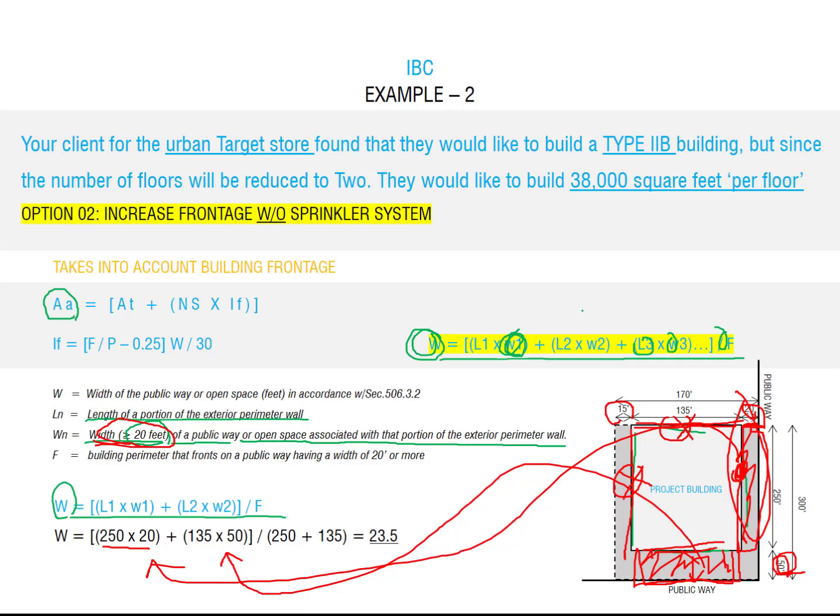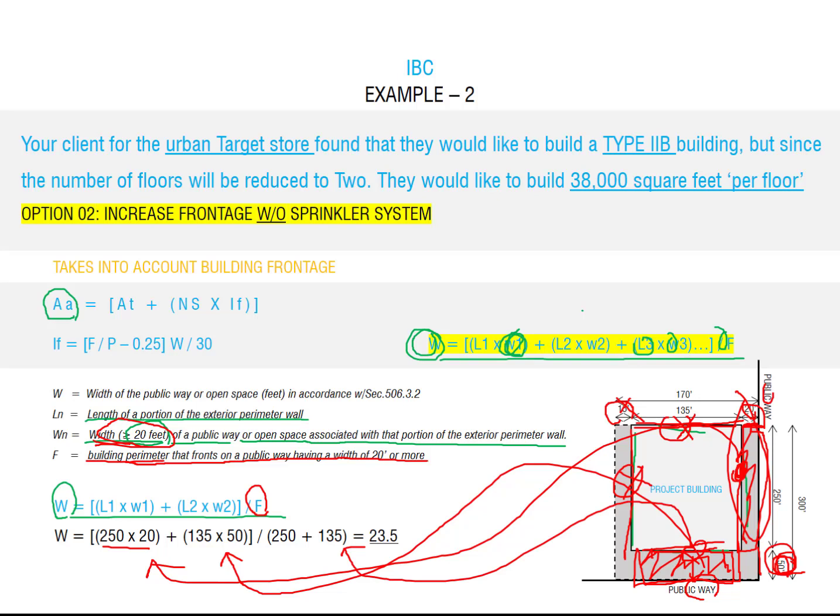And then you have to know the F value here. F value is the building perimeter that fronts on the public way having a width of 20 feet or more. So it means public way here and public way here have more than 20 feet, while here it's less than 20 feet, so it doesn't work. You only count more than 20 feet. This frontage is more than 20 feet because it's 50, so we have to add the 135. This line here is counted because it is set over the building perimeter.